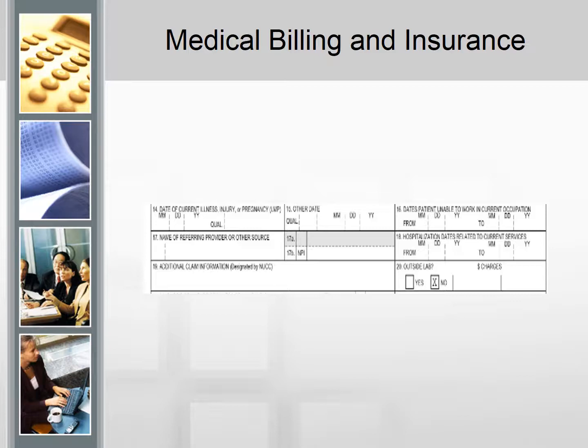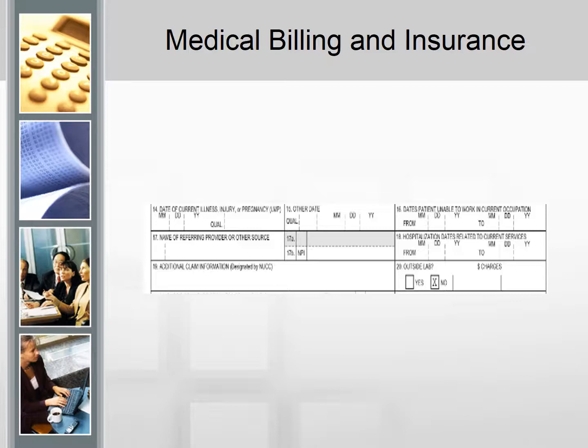But generally speaking, Block 14 is completed typically for accidents such as a workers' comp claim or auto vehicle accident, where you want to list the date an injury occurred, or for a pregnant female and you're listing the date of the last menstrual period. Block 15, also just relating to specific information that you can see highlighted in your textbook. Block 16 is if a patient is unable to work due to their condition, then you would list the from and to dates that they have been off work.